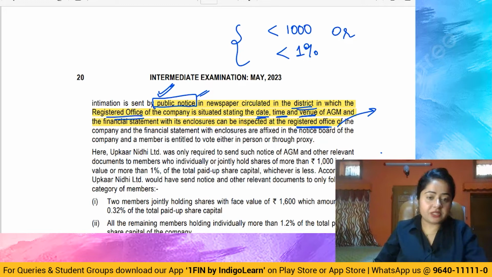So in our particular example, so in case of Upkar Nidhi Limited, the notice has to be sent and the relevant documents have to be sent only to those people who are individually or jointly holding shares more than 1000 rupees of face value or more than 1% of the paid up share capital, whichever is less.